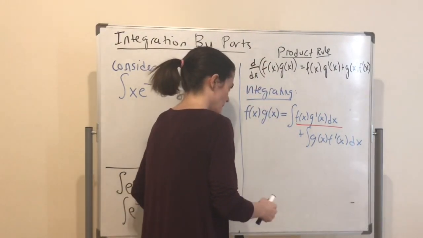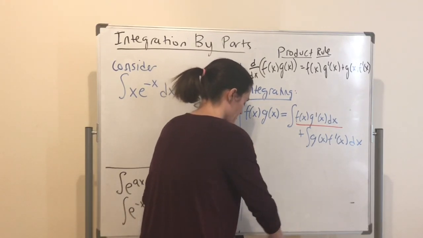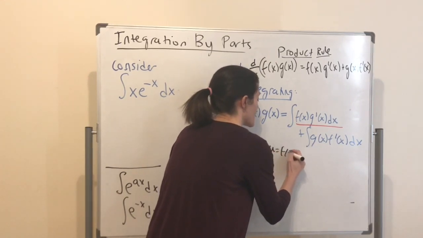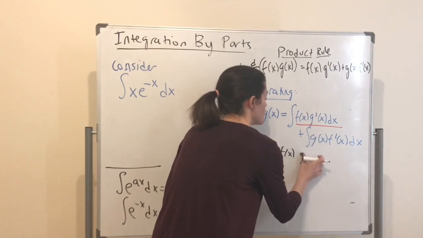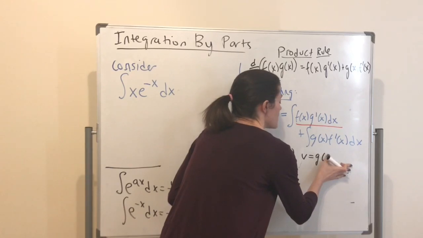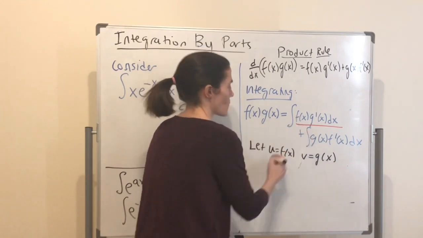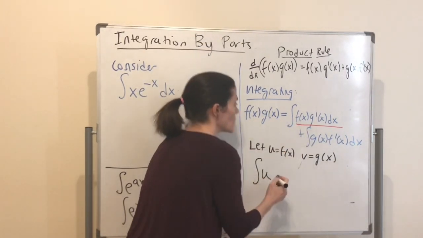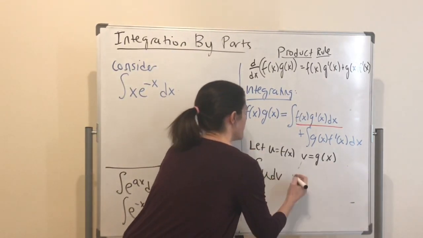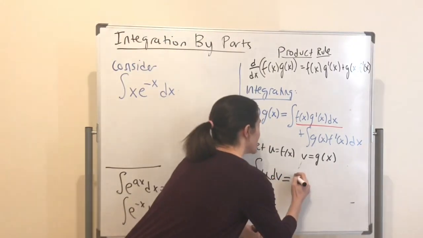So I will solve for this. At the same time, I will let u be f of x and v be g of x. And then this, which I'm solving for, says the integral of u, well, g prime of x dx is dv. This would equal what's over here. This is u times v.